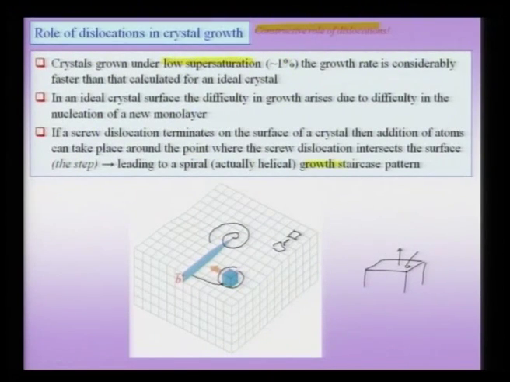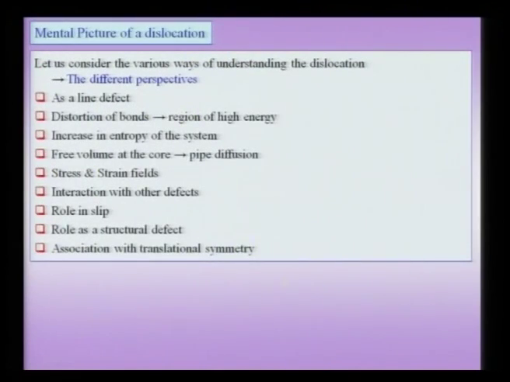So, this is the spiral staircase pattern which is created and looks extremely beautiful, and this kind of spiral staircases were discovered in the 1950s using interference optical microscopy. Now, we are close to the end of the chapter on dislocations, and what is the kind of mental picture that we should leave with when you are talking about dislocations?